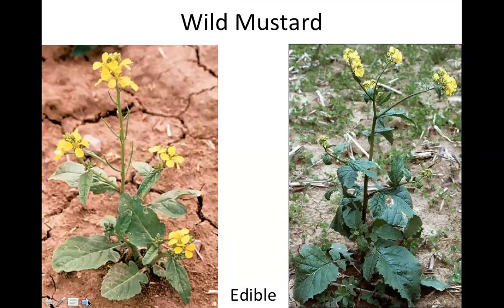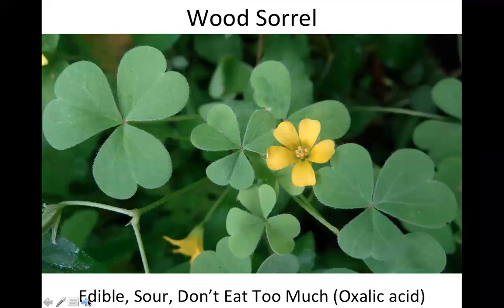Wild mustard, which is edible itself. The younger leaves are better. It starts getting not so edible as the leaves get bigger, but definitely keep an eye out for that. Wood sorrel, it's not too bad of a weed. I always keep a little bit in my garden because it's got this really great sour taste to it. It's great if you're really thirsty in the hot summer to suck on one or put it in your water and make a little bit of a sour water.